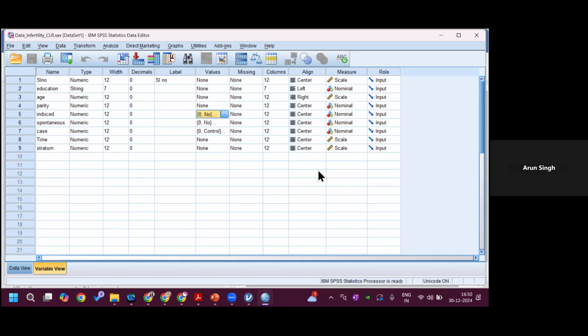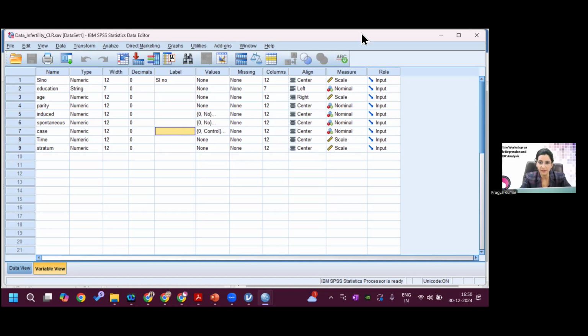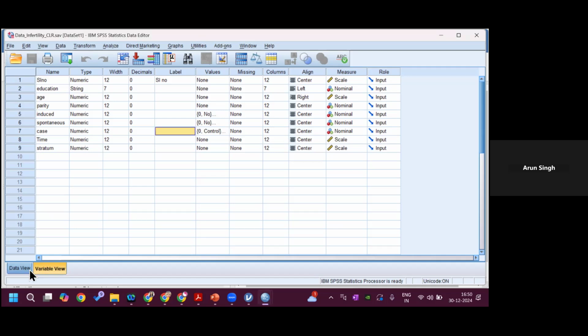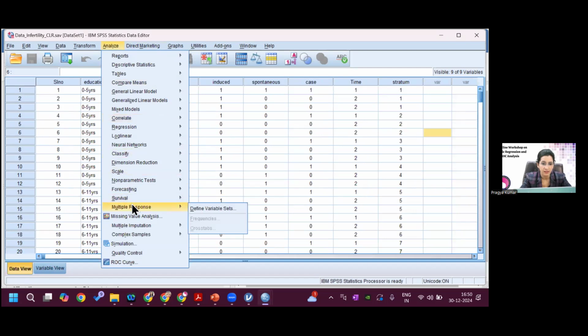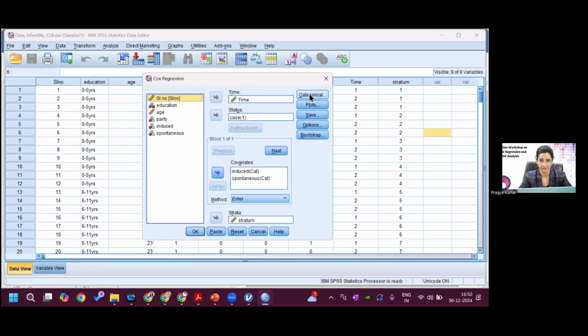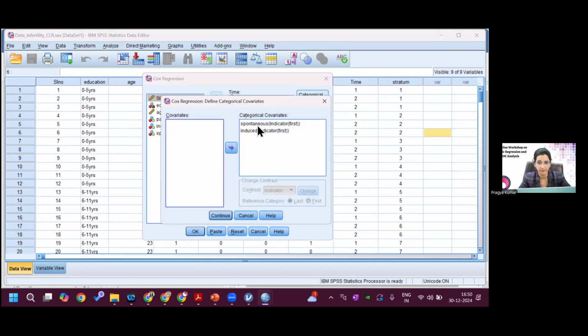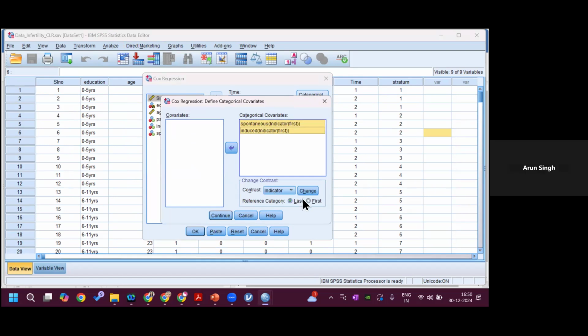And ma'am, I have to click on the last wala button, ma'am? Right? No, the first wala button. Let me see that first and last. I don't remember. I'll just see that. Ma'am, yes ma'am. I'll go to Analyze and then Survival, Categorical. Like if I will change this, both this, okay. Yes ma'am, so I will change this to last.